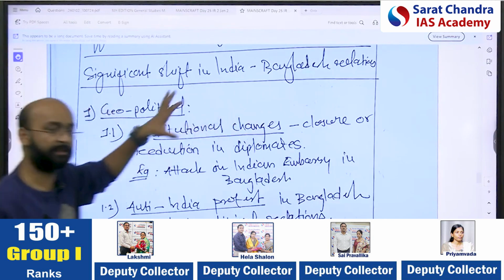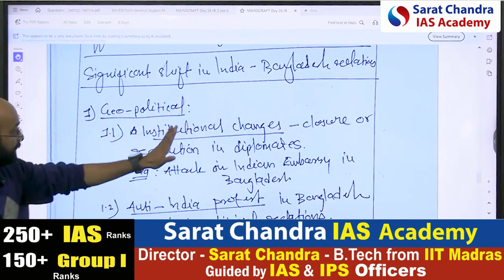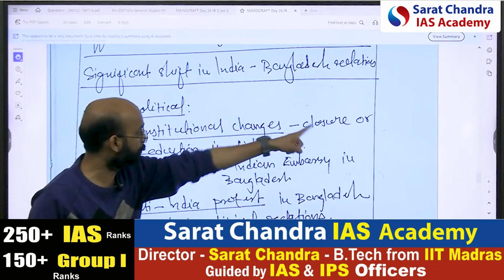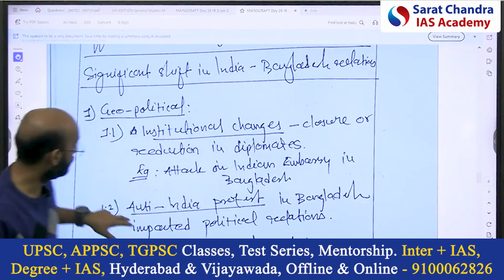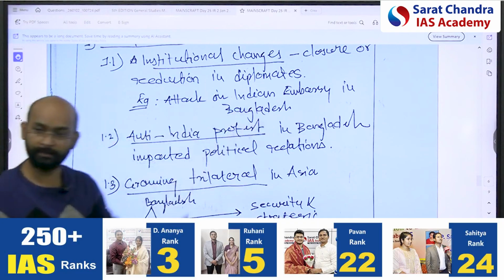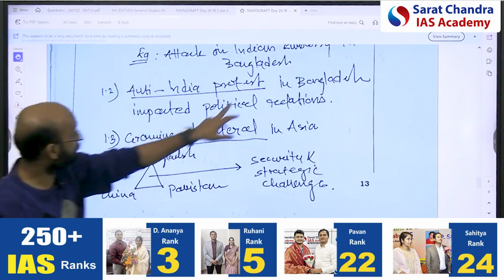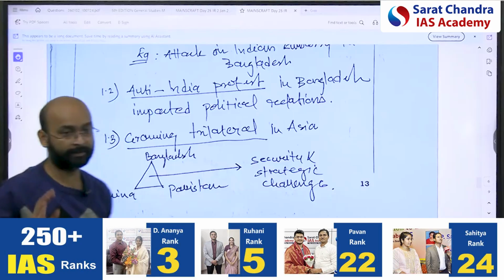Significant shift in India-Bangladesh relations. What shift? A geopolitical shift. Institutional changes have happened: closure or reduction in the number of diplomats. That is a major political change. An attack on the Indian embassy in Bangladesh has happened, and anti-India protests in Bangladesh have impacted political relations.